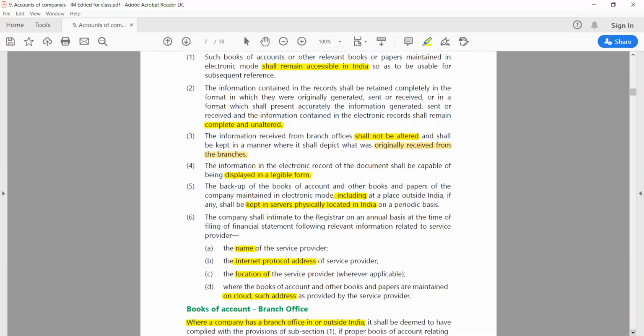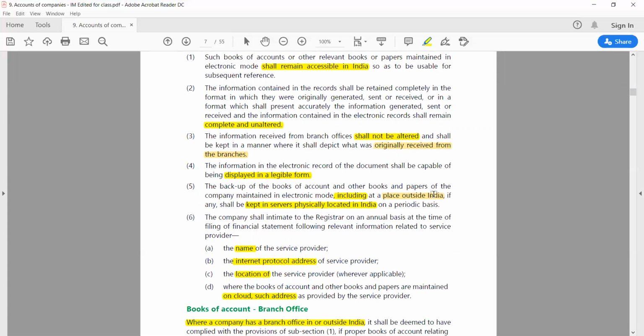And whatever books of accounts are maintained outside India also, see the point here: whatever you maintain outside India, it shall be kept on servers physically located in India, on a periodical basis. So everything has to be considered, and we need to cover this also.